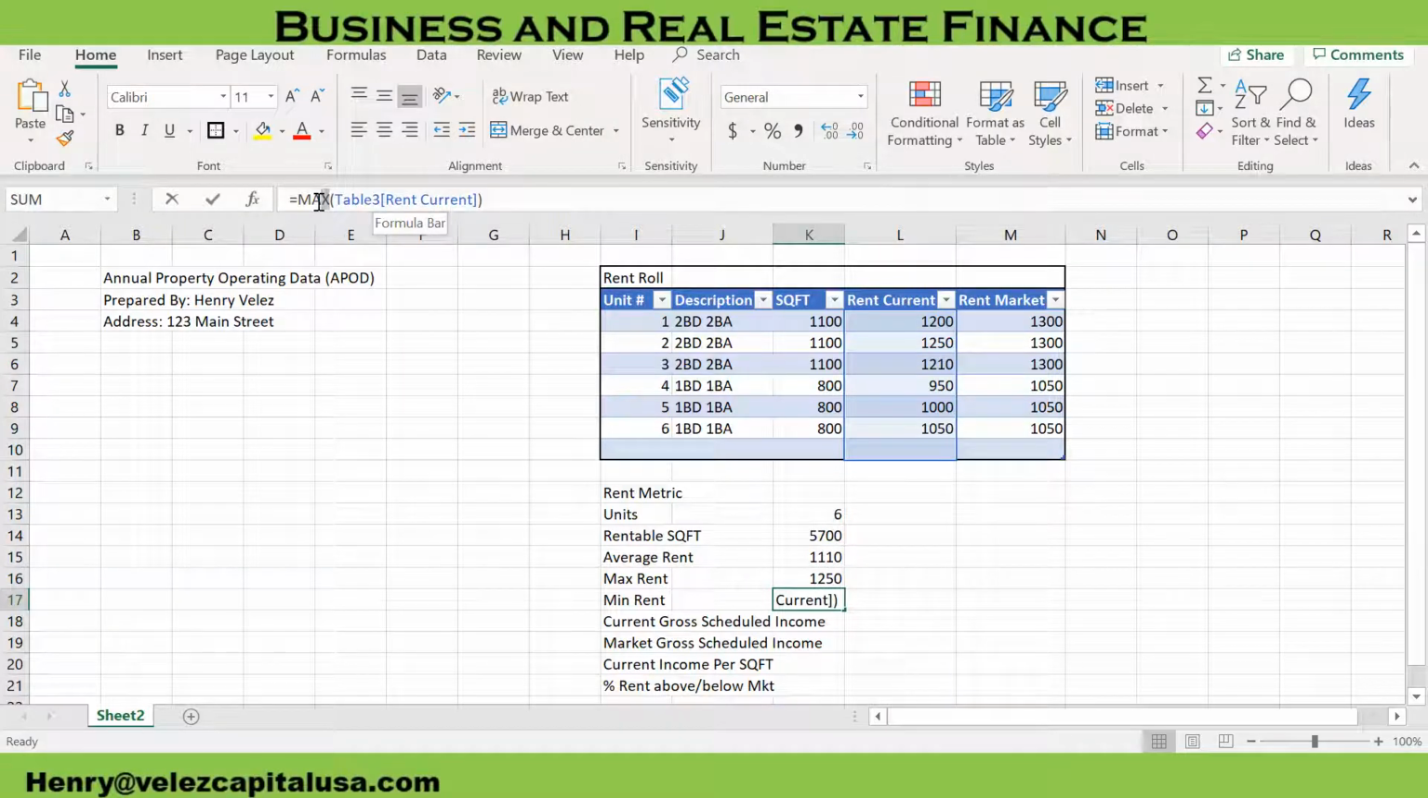You just change max, change that to minimum. That gives you the minimum number in that table. So the 950. And that sounds about right because it's unit 4 and all that. Gross scheduled income. Here we go.